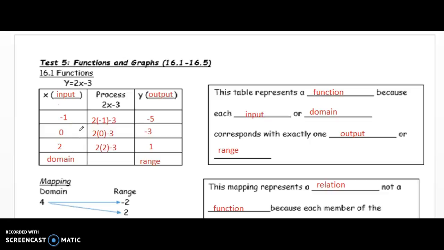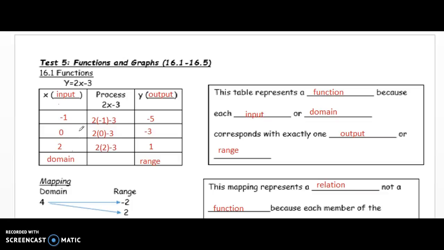So I chose -1, 0, and 2. And I'm going to run them through my process, which is 2x minus 3. For -1, my process would be 2 times -1 minus 3, and my output would be -5. I do the same thing for 0 and 2 as well, and I get the outputs of -3 and 1.